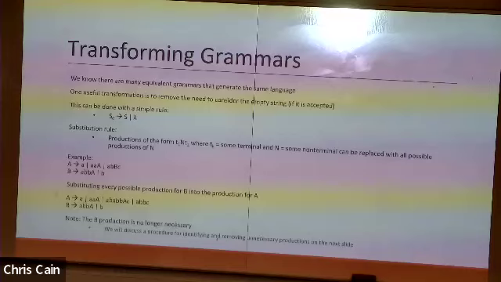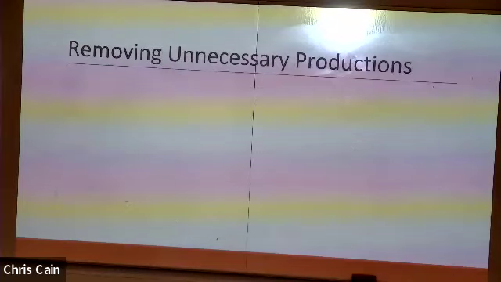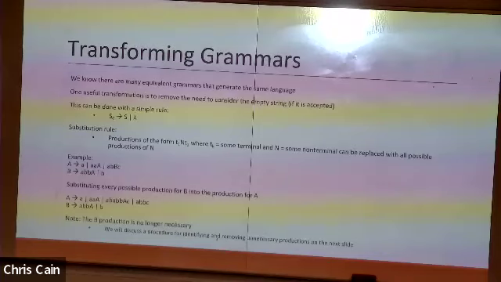So the next thing we're going to go to is we need some kind of algorithm for being able to identify and remove productions that are unnecessary, like this B production. So let's talk about it. Are there questions on this process before we move on to removing unnecessary productions?